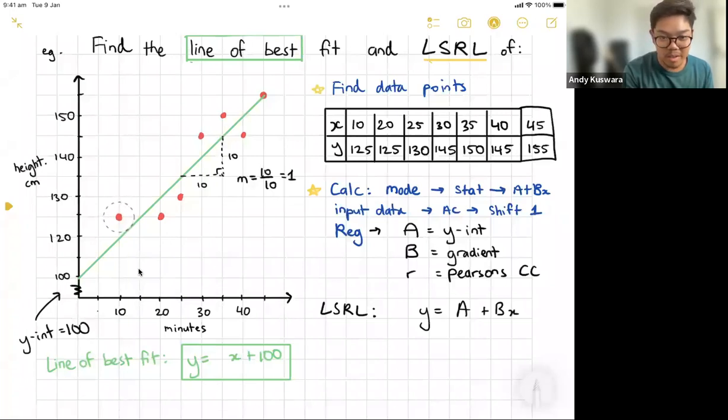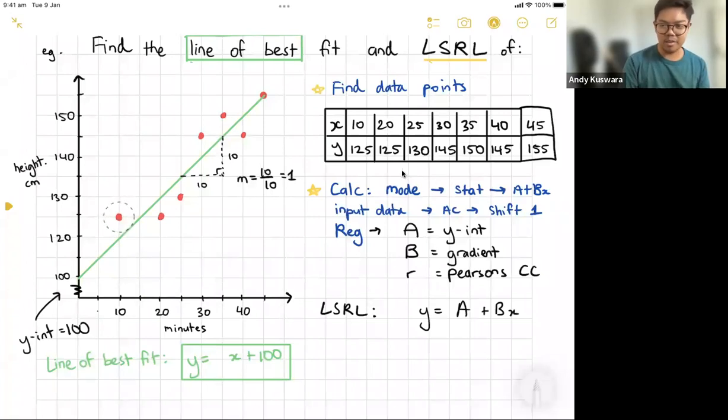So basically when x equals 10, we can see here that the value is 125. Now just remember again, x is generally your independent variable, and y is your dependent variable. So that's where I picked these numbers from, 20 to 125, 25, 130, and so on and so forth. Those are the values there.